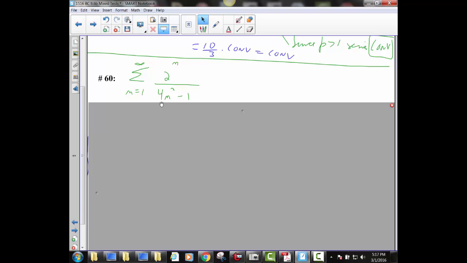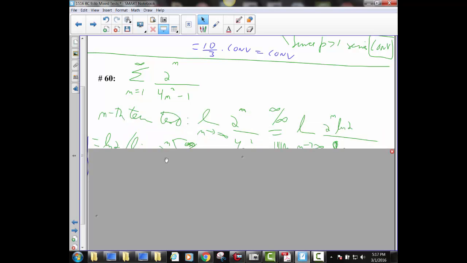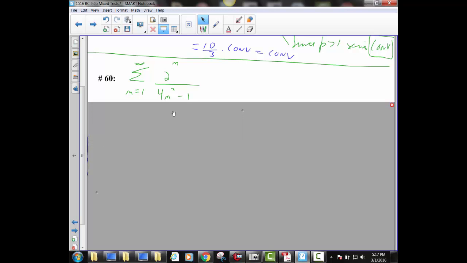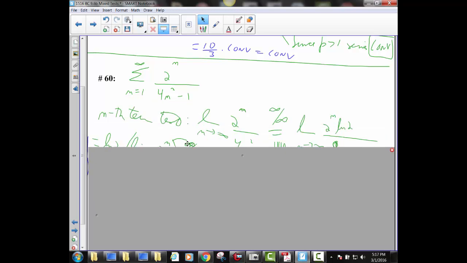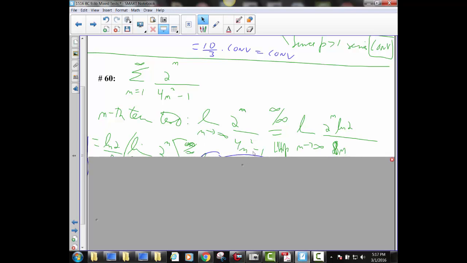Again, over here, this is not recognizable. It's not geometric. It's not an alternating series. It's not a p-series. So we'll get rid of the plus 1. Get rid of the... Oh, actually, I take it all back. We forgot to think of the nth term test. So if we do the nth term test, we do the nth term test of 2 to the n over 4n squared minus 1. 2 to the infinity is infinity. Infinity squared times 4 minus 1 is infinity.